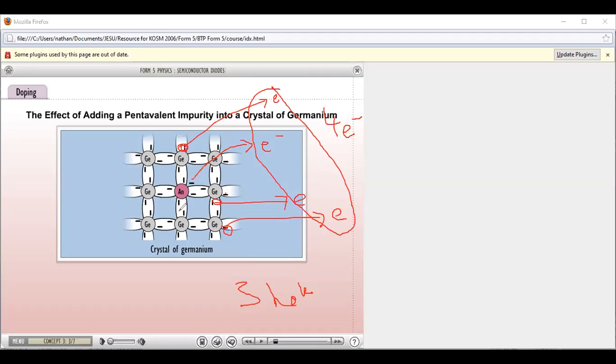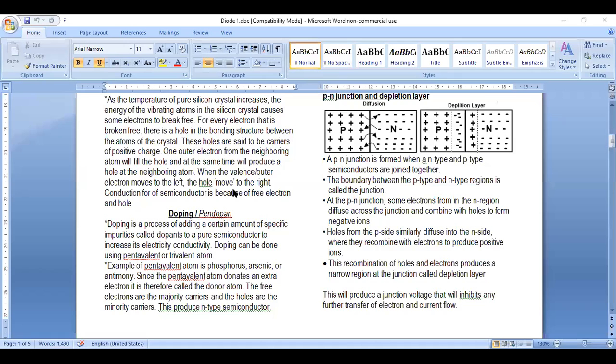So when you put in a pentavalent atom, this pentavalent atom has 5 valence electrons. Out of these 5, 4 will be involved in covalent bonding, and the other one is not involved. So it can come out and become a free electron. Because of that, you have more free electrons compared to positive holes. That's why they call it an N-type semiconductor.